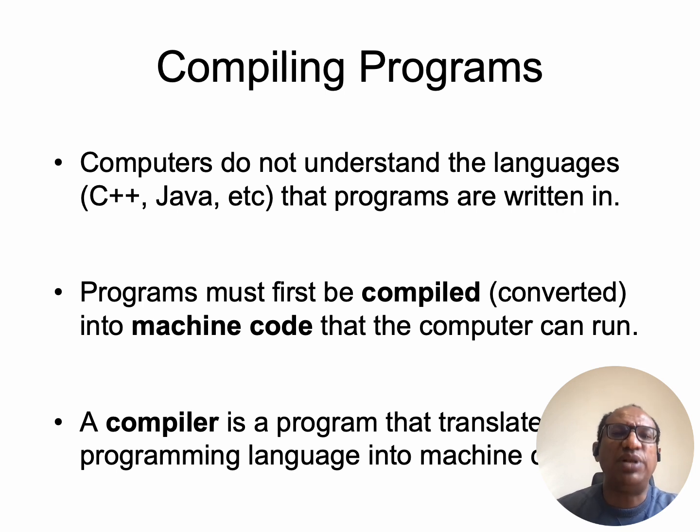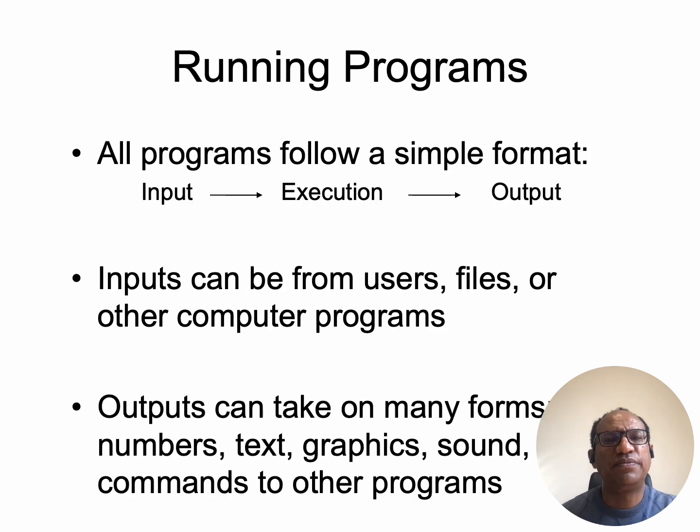Computers do not understand human language like English or even Java directly. Instead, they understand machine code, which consists of binary instructions. To bridge this gap, we use a compiler, a special program that translates human-written code such as Java or C++ into machine-readable code. Without compilation, the computer will not be able to execute the instructions in a program.